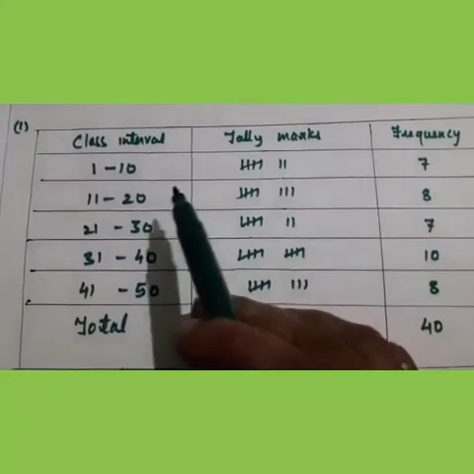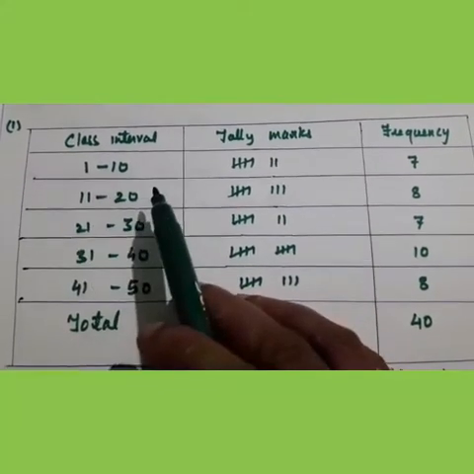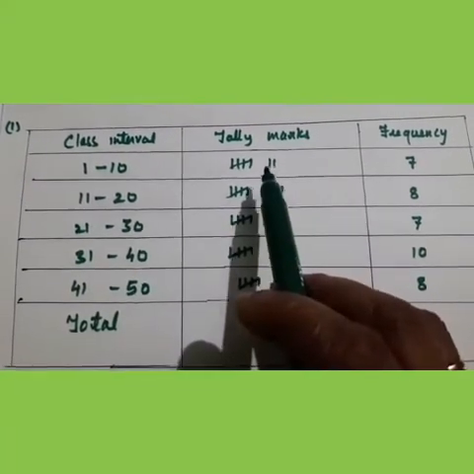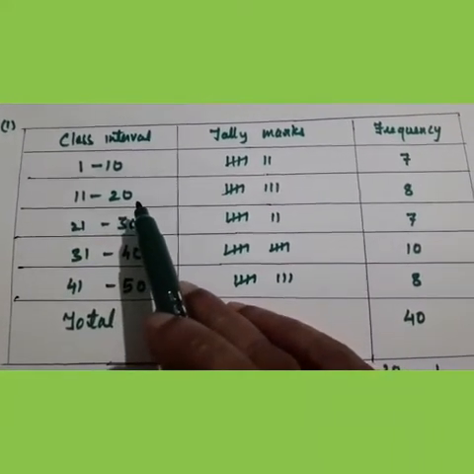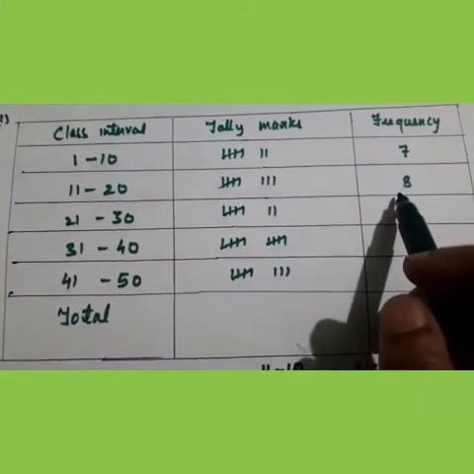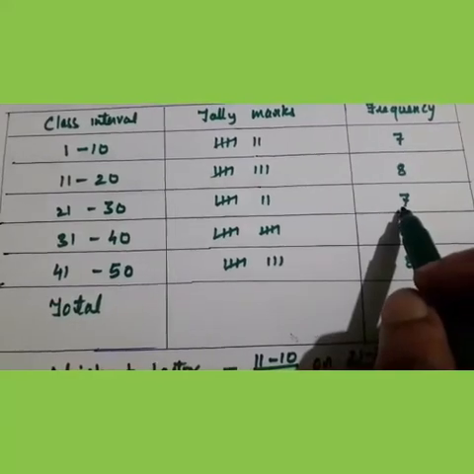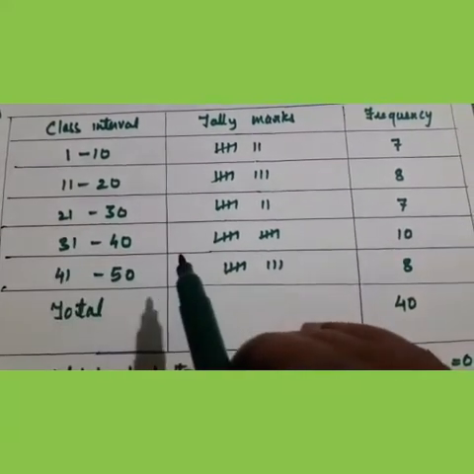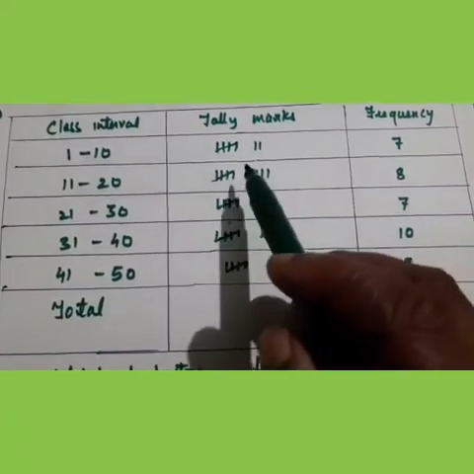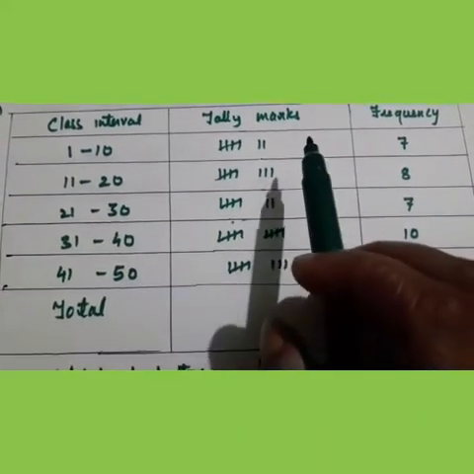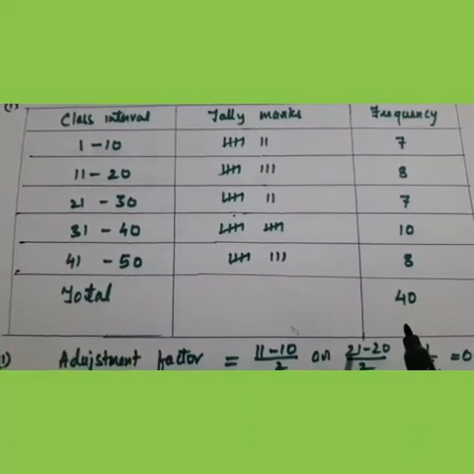Now on solving the question we find that 7 students have got marks between 1 to 10. Marks between 11 to 20 have been obtained by 8 students. Marks between 21 to 30 were obtained by 7 students. As I had explained in the previous question, you have to draw the tally marks, you have to see the marks obtained, and in this way you can construct the frequency distribution table.